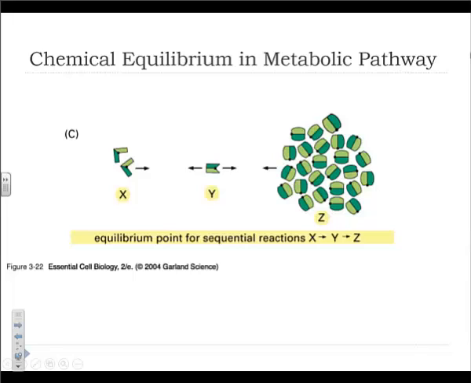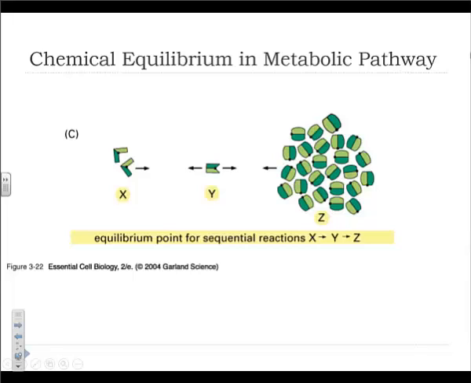So the enzymes themselves don't actually change the equilibrium point, or that ratio of 2 to 1 that you see here for X to Y at equilibrium. But it just speeds up the rate at which the reaction will reach that equilibrium point.